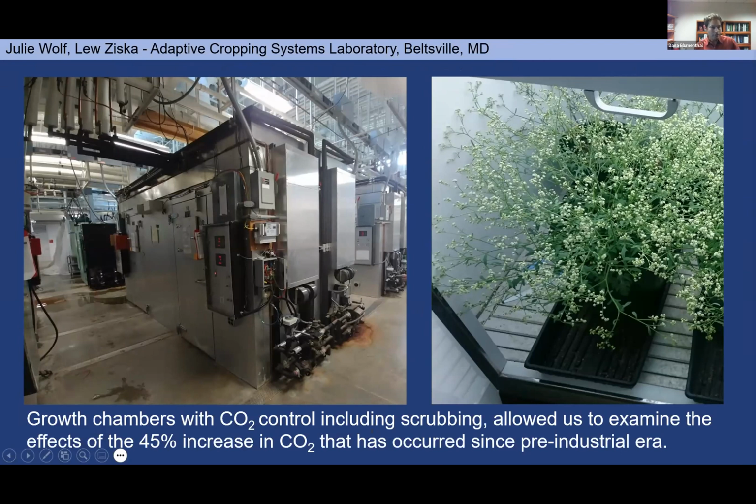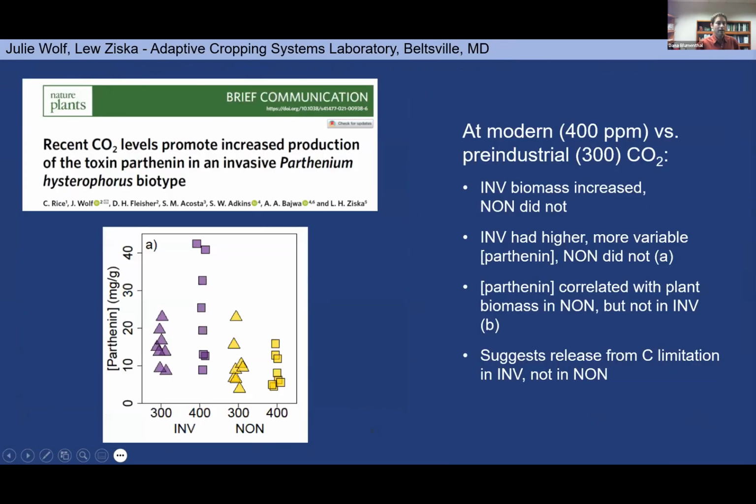They actually, I don't know if you can see it in the back, have netting over some of the greenhouses to protect workers from the pollen of this species. And here's what they found. They found that indeed the invasive genotype was more responsive to CO2 than was the non-invasive genotype. What I'm showing you here are parthenin concentrations, but there was also an increase in biomass with elevated CO2. So the invasive ecotype became both larger in response to elevated CO2, but also more toxic.